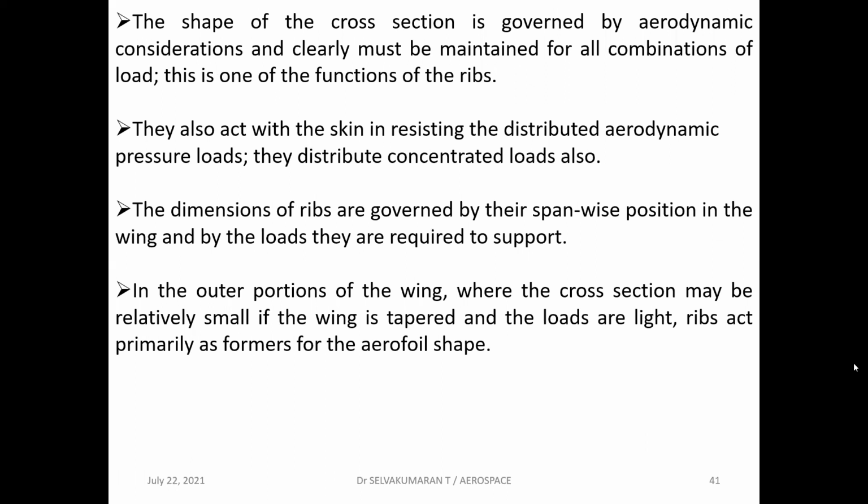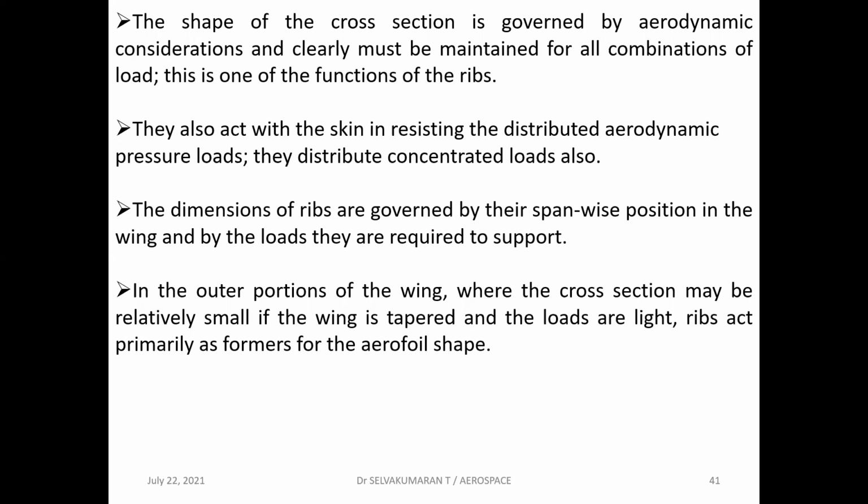The shape of the cross section is governed by aerodynamic considerations and clearly must be maintained for all combinations of loads. This is one of the primary functions of the rib. They also act with the skin in resisting the distributed aerodynamic pressure loads. In turn, they distribute concentrated loads also.